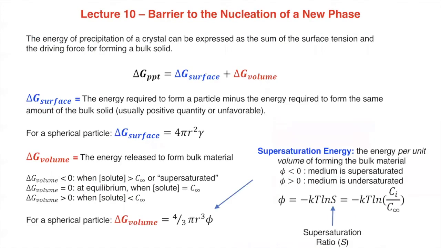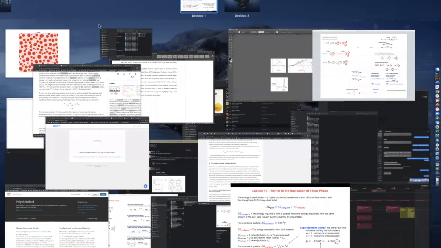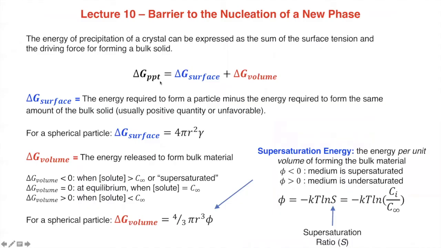So let's talk a little bit about the energies involved in the nucleation process to help illustrate why this is interesting and why homogeneous nucleation is so difficult. So we're going to talk about the delta G for forming a precipitate and divide the energies in forming that precipitate into surface and volume terms. Okay, so the surface term is the surface tension of the entire precipitate.